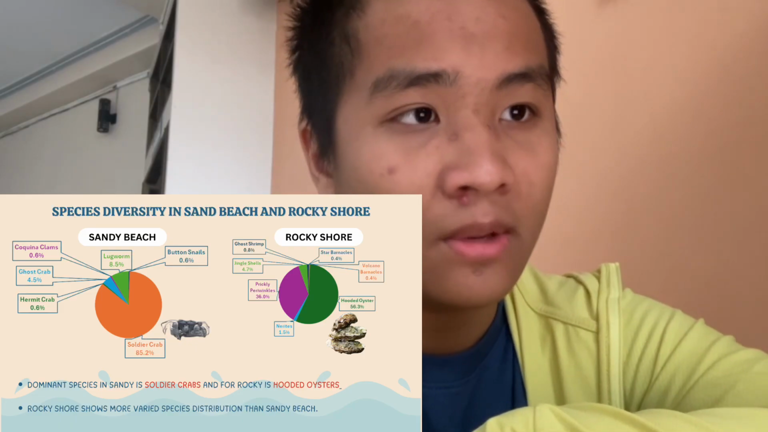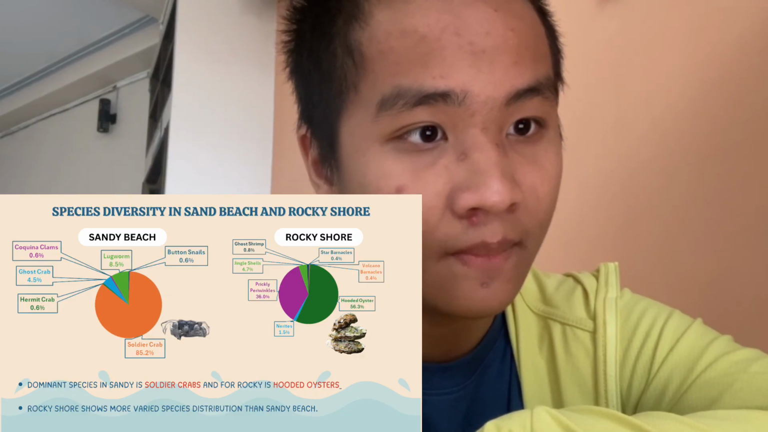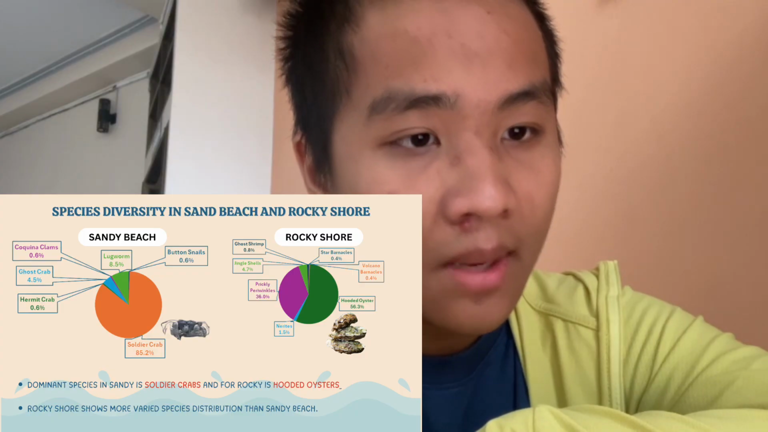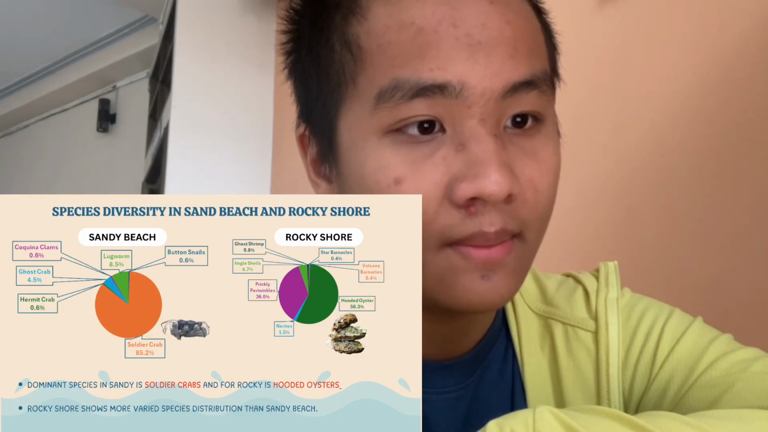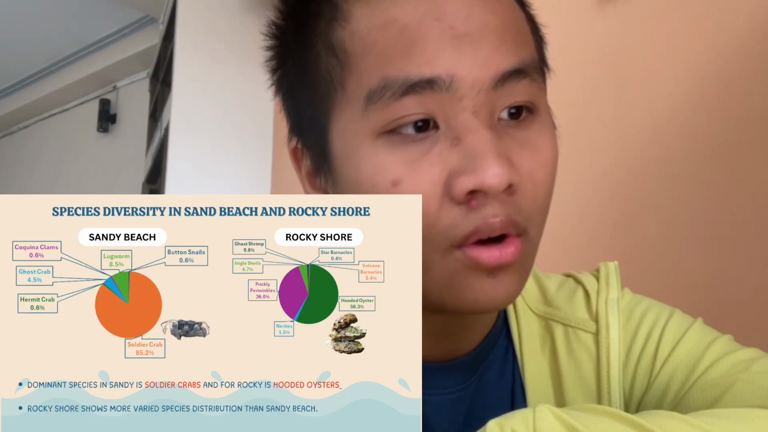Although hotter, rocky beaches have micro-refuges or shelters such as tide pools and crevices. The complex structure of rocks allows for a diverse range of life forms to survive these temperature fluctuations. Species diversity between the sandy beach and the rocky shore has obvious differences. For the sandy beach, the absolutely dominant species are soldier crabs, and for the rocky shores, they're hooded oysters.